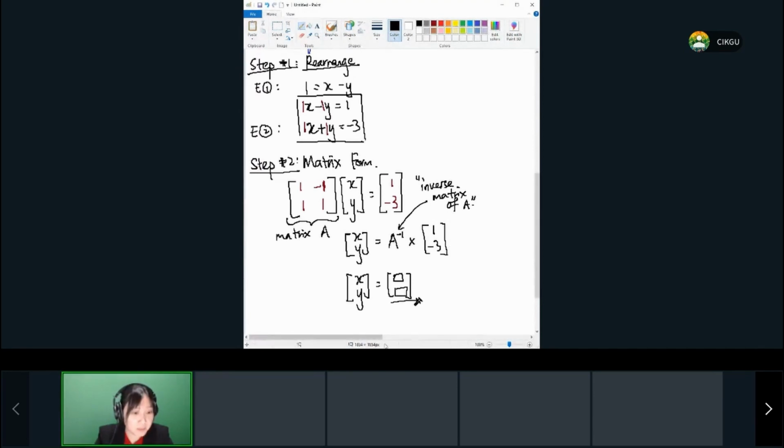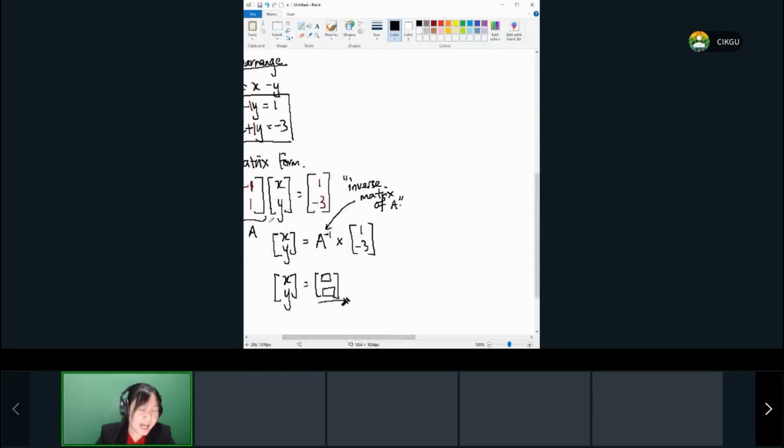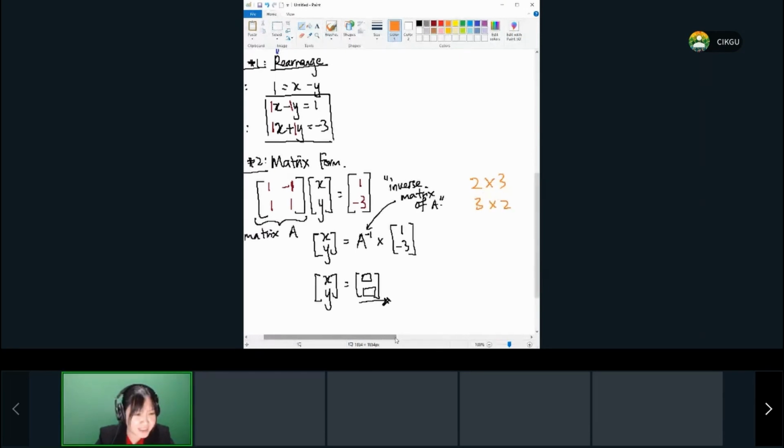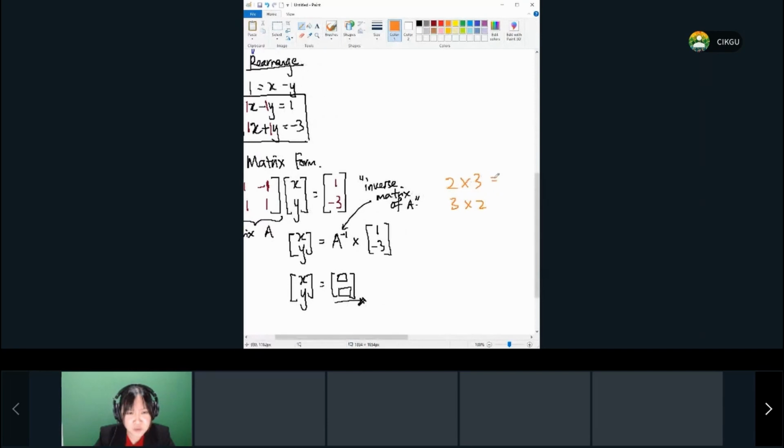Listen up, my people. I always tell my students, when you do multiplication with matrix, the order matters. What do I mean by that? If it's just numbers, let's say 2 times 3 versus 3 times 2, are they the same thing? 2 times 3 is 6, 3 times 2 is also 6. Same.